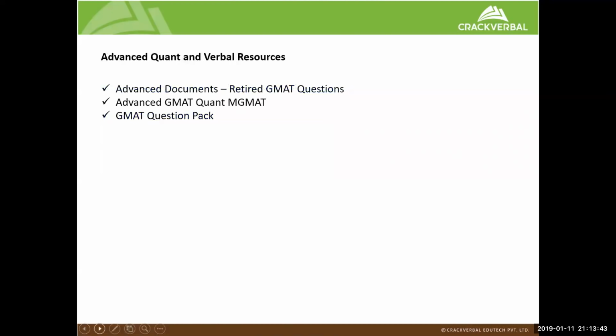And finally, this is specifically for the people in the last phase of prep, and this is what I suggest for people who are at a quant 49, or maybe a verbal, say 38. This is when I would recommend that you work with this.